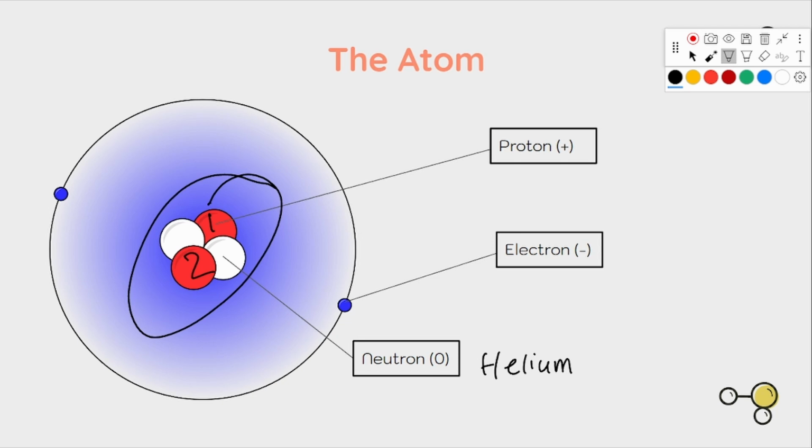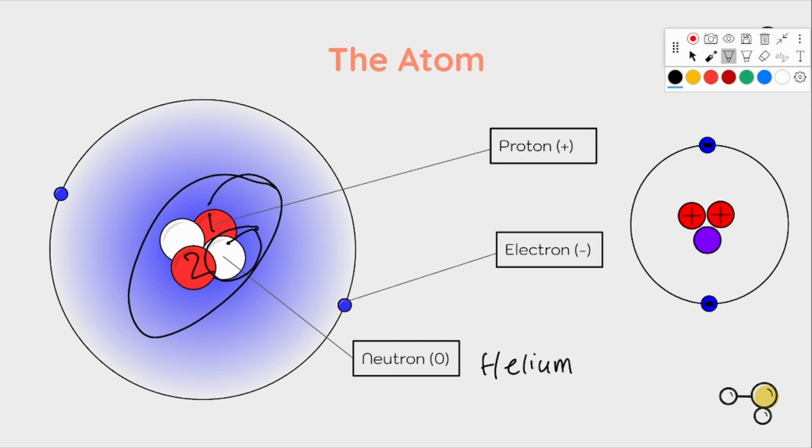However, if there are a different number of neutrons, then we have what we call a different isotope of that element. So let's say we took away one of the neutrons in helium. Let's take away this neutron. The resulting atom would have 2 protons and 1 neutron and 2 electrons, resulting in helium-3. We call it helium-3 because it has 2 protons and 1 neutron, and together that makes 3.